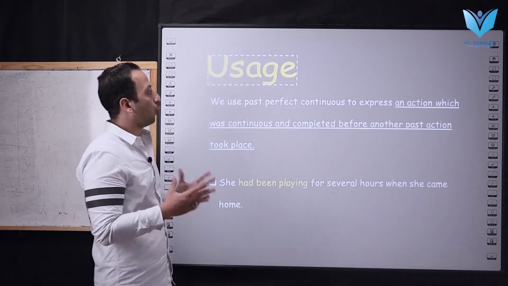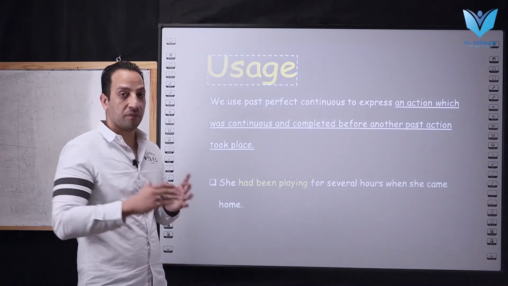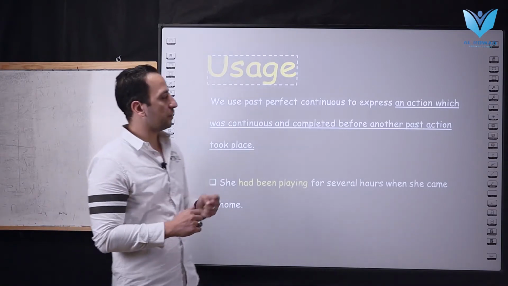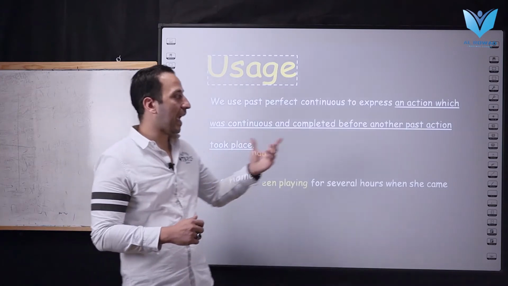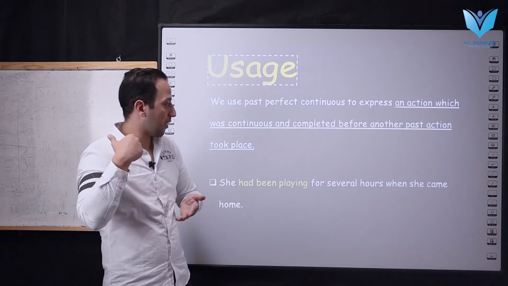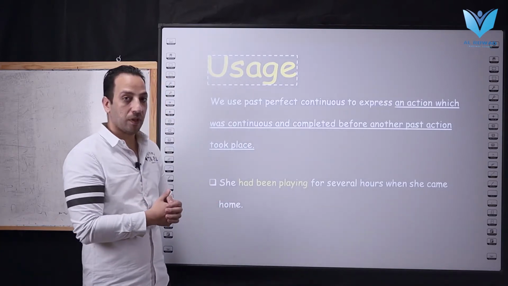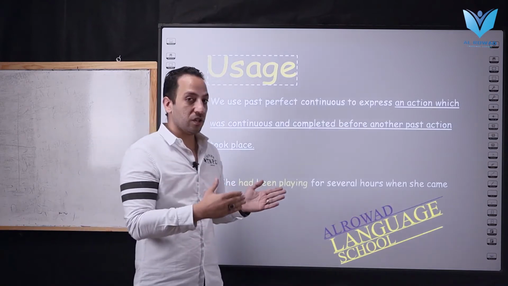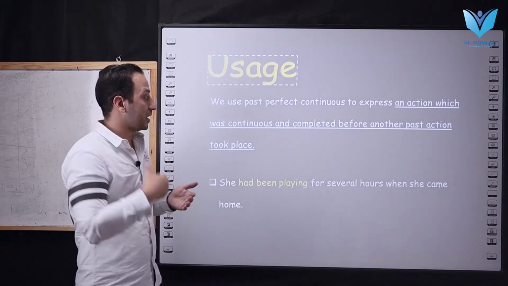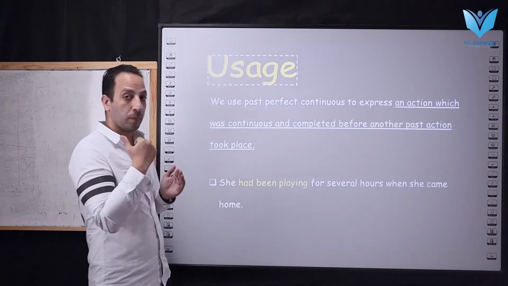How or when can I use this tense? When can I use past perfect continuous? We use past perfect continuous to express an action which was continuous in the past and completed before another past action took place.